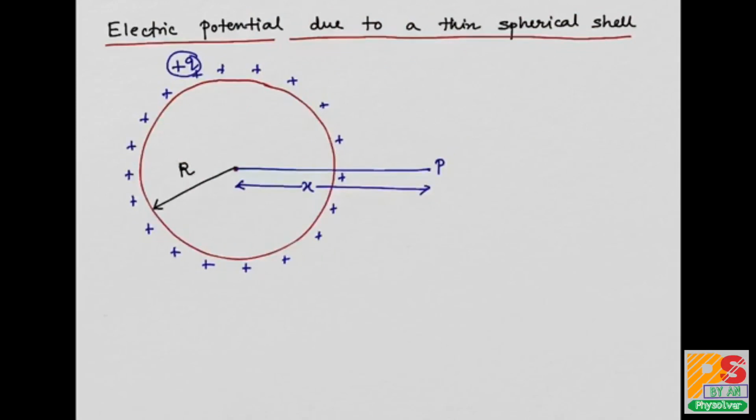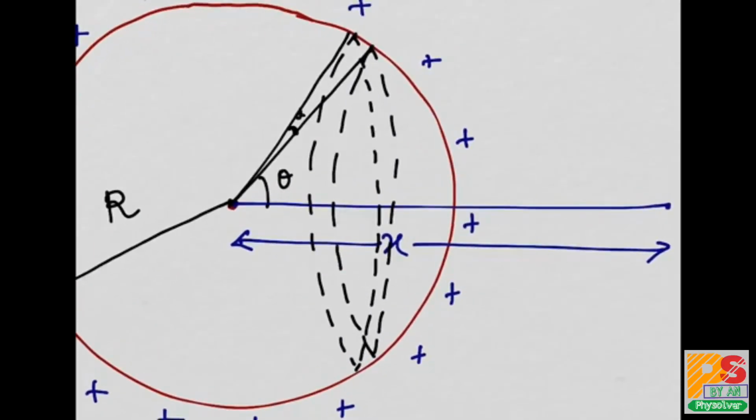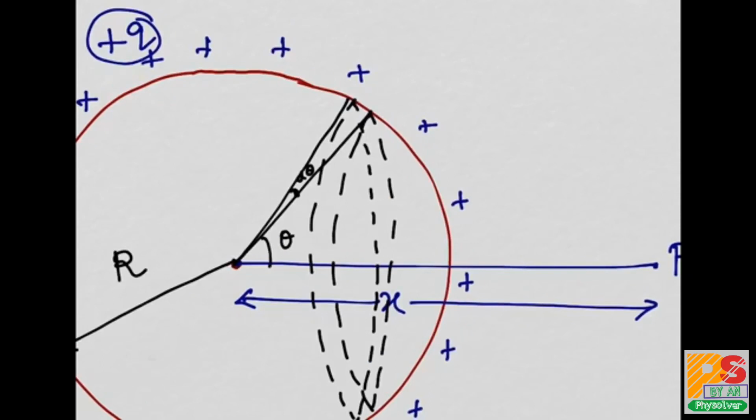Now let us assume a circular ring like this. This angle is theta, and this angle is d theta. Now I can say that this distance is r d theta.